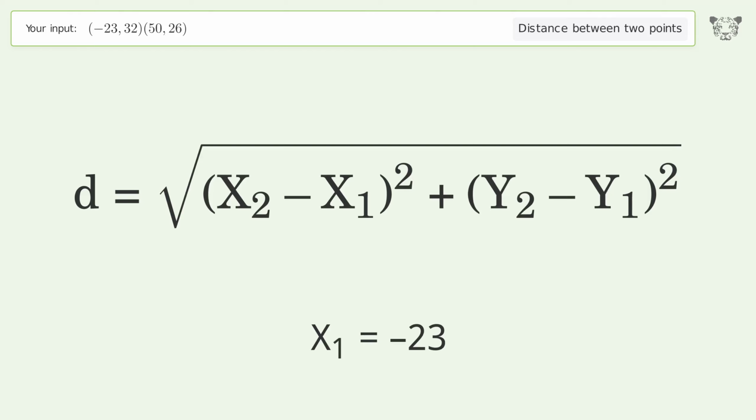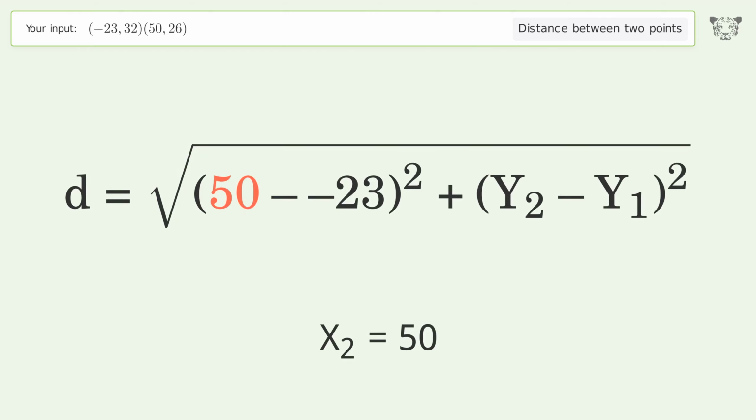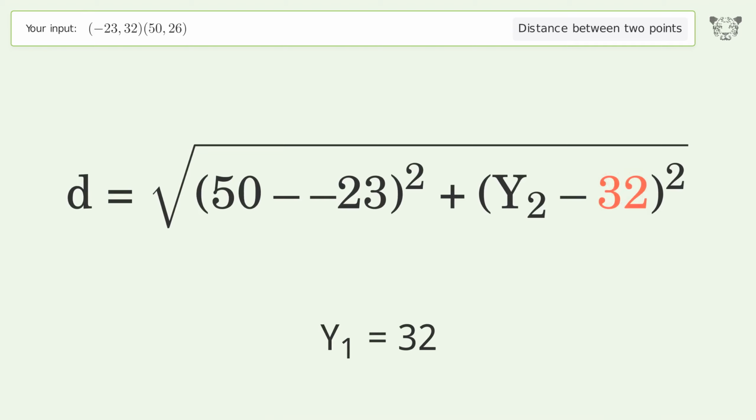x1 equals -23. x2 equals 50. y1 equals 32. y2 equals 26.